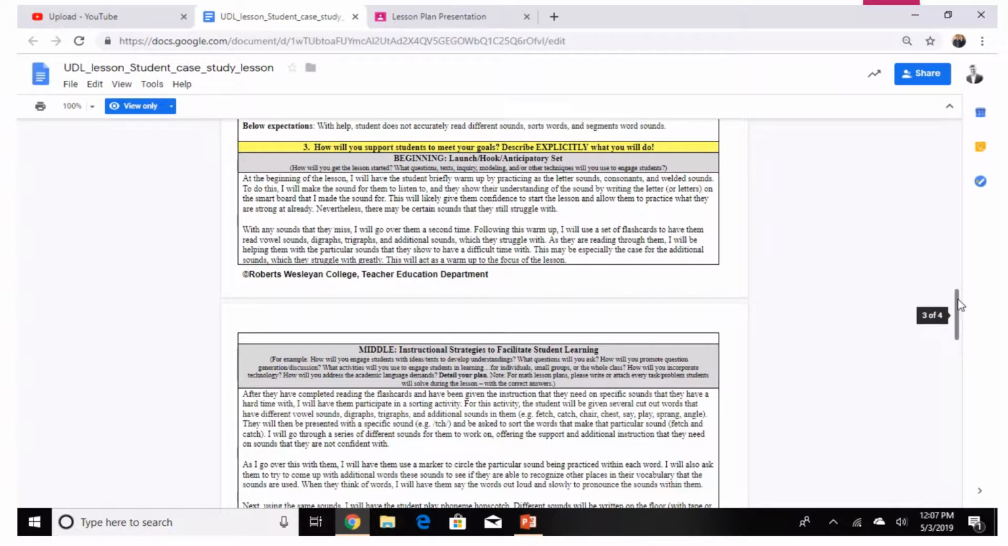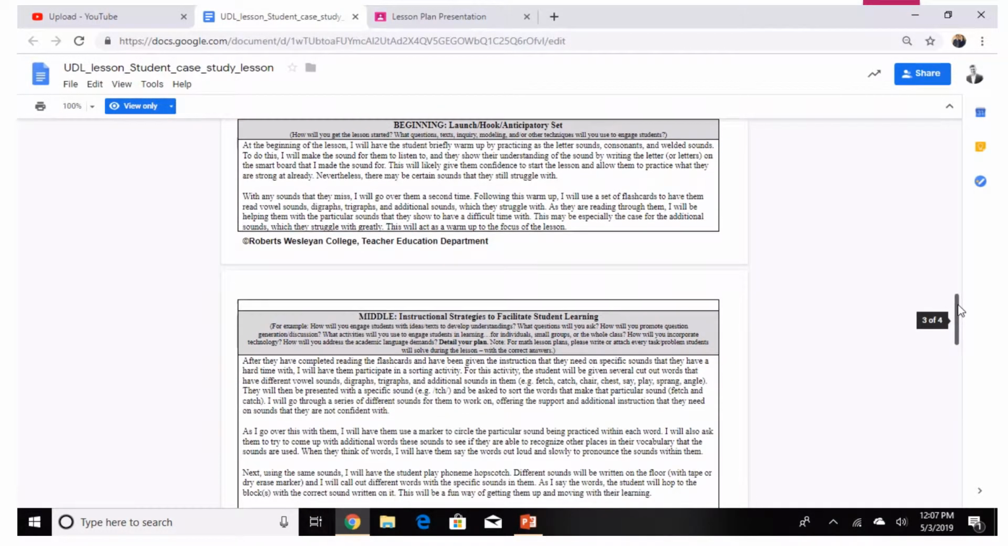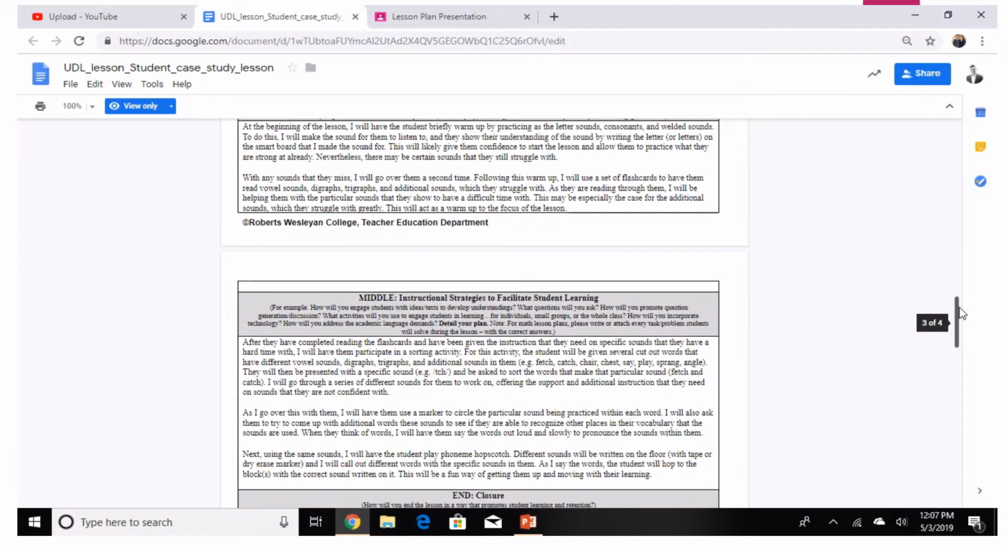After this, hopefully his confidence will be built by his ability to do this, and the next thing that he'll be doing is using flashcards, reading the flashcards and then making the sound that is displayed on them. And the flashcards are going to have those specific sounds that he struggles with. So they will be vowel sounds, digraphs, trigraphs, and additional sounds.